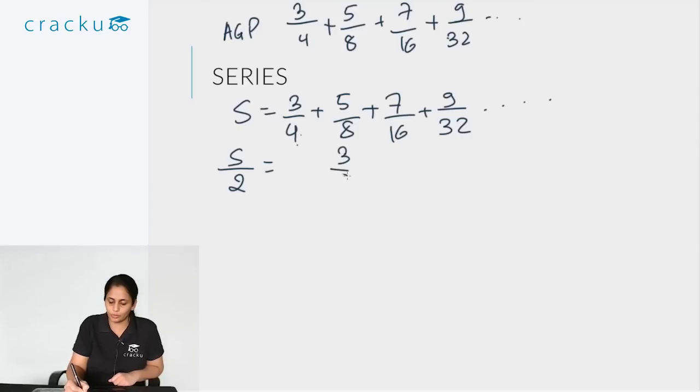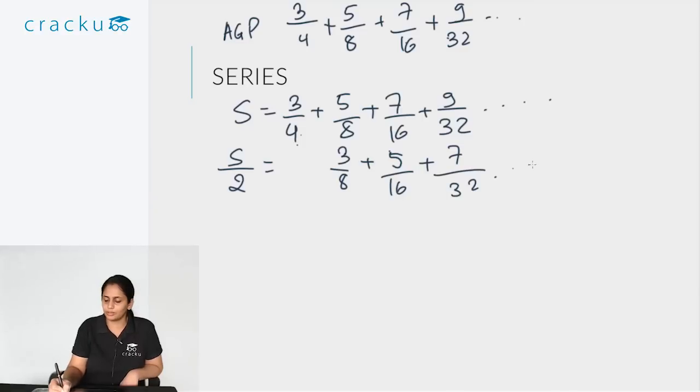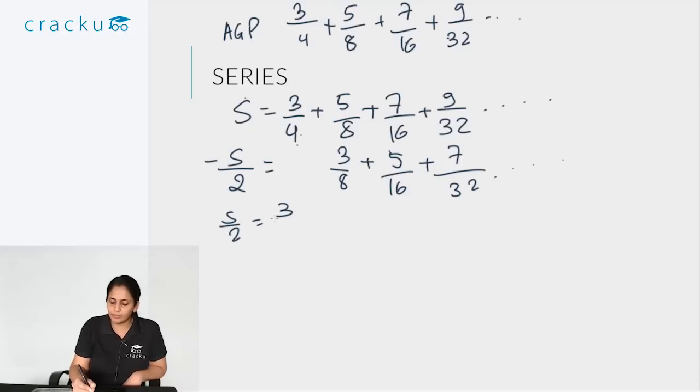I put it down over here because this is the column I want to actually attack by doing that. Then I have 5 by 16. Then I have 7 by 32 and so on. So if I do S minus S by 2, what do I get? S minus S by 2, I get S by 2 is equal to this minus this, which is 3 by 4 plus 5 by 8 minus 3 by 8 would be 2 by 8, plus 7 by 16 minus 5 by 16 would be 2 by 16 and so on. So 2 by 32 and so on.